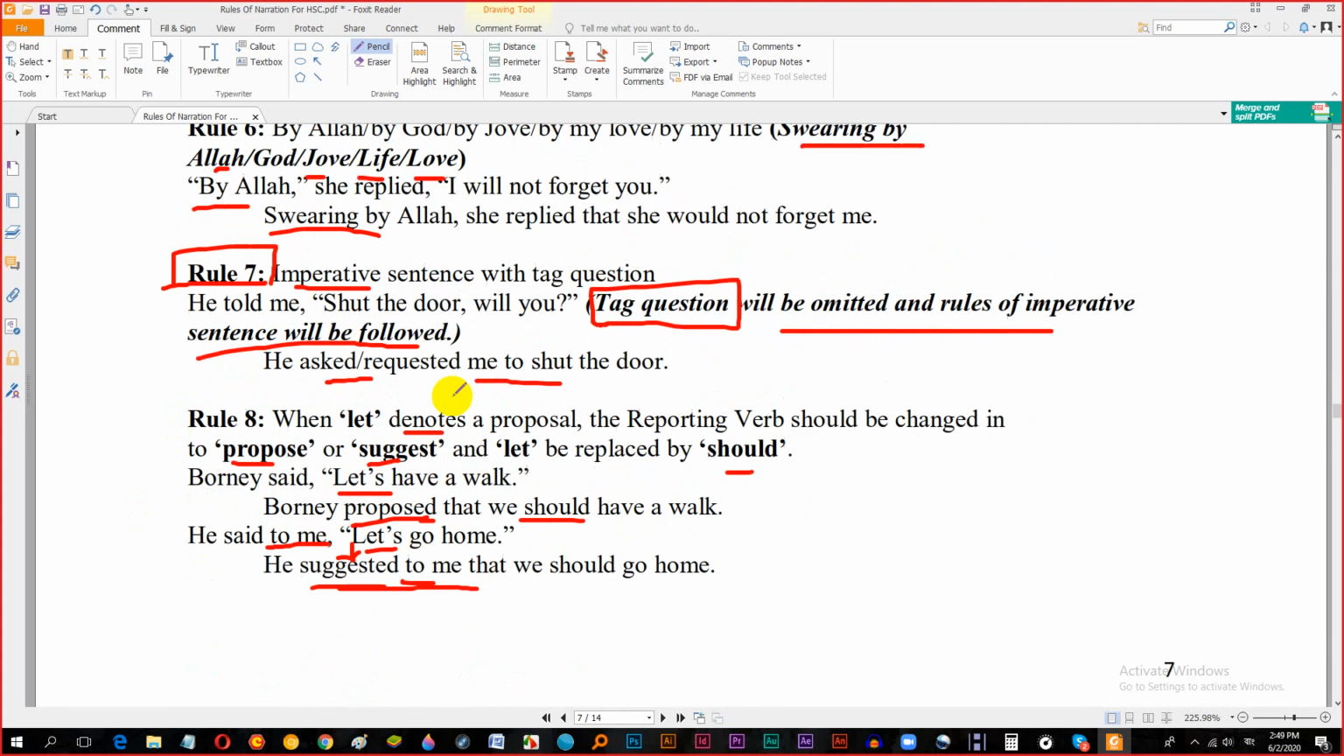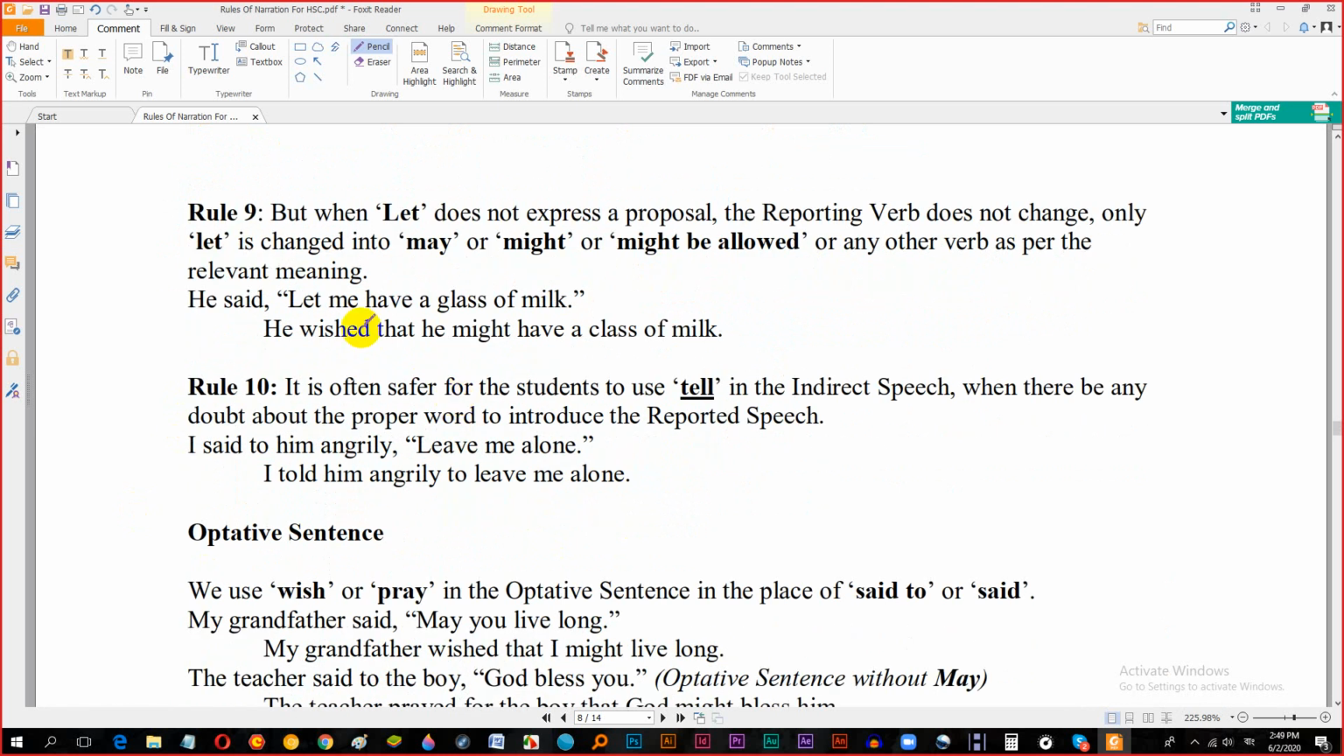Then rule number 9. When let does not express a proposal, the reporting verb does not change, only let is changed into may or might. Generally, we should use might. So he said, let me have a glass of milk. So he wished that he might have a glass of milk. The reporting verb is changed into wished, but keep in mind that here it is not let us, it is let me.